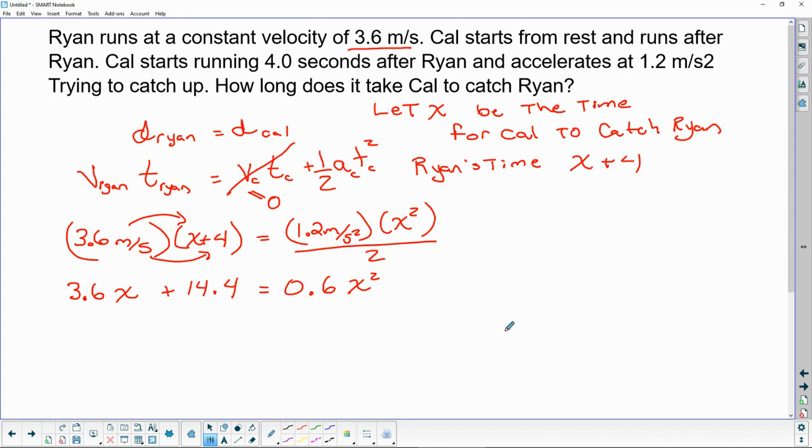We're going to bring everything over to the right side to make a quadratic equation so that we can use the quadratic formula to find out what x is. So we're going to subtract both of these. Do some algebra.